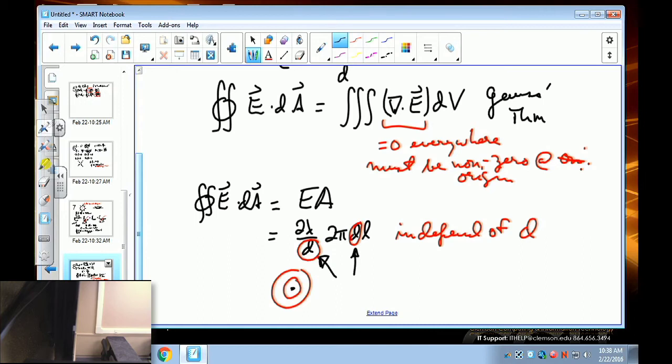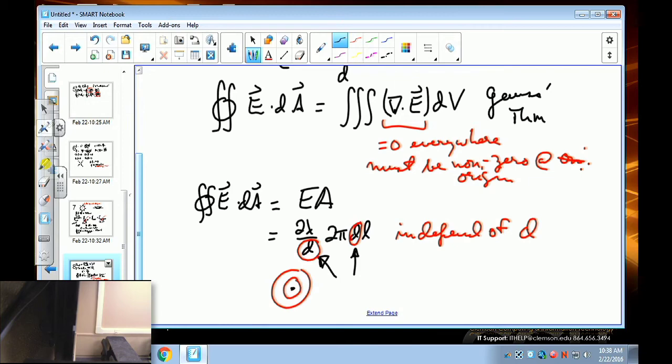The same thing holds for the point charge. The electric field falls off like 1 over distance squared, but the area increases like the distance squared. So the flux around the point charge is captured by any sphere that encloses that point. So it's the same argument, just in a different configuration, different geometry.